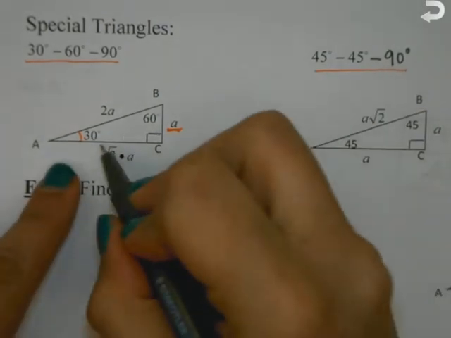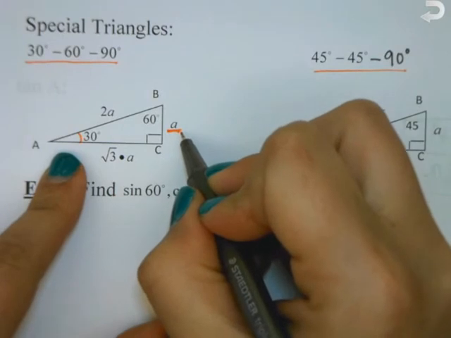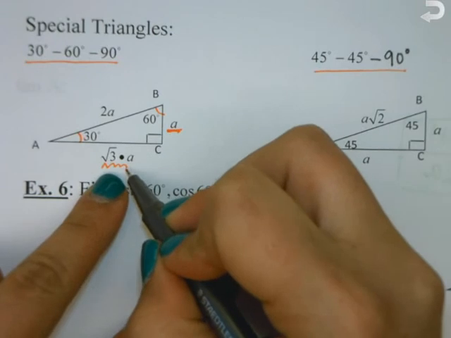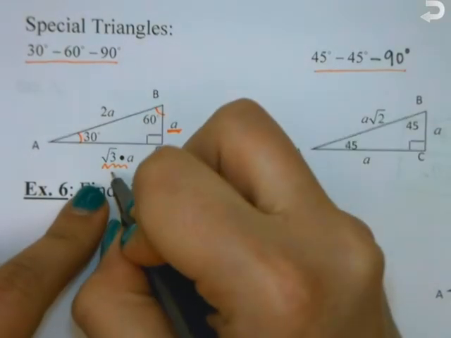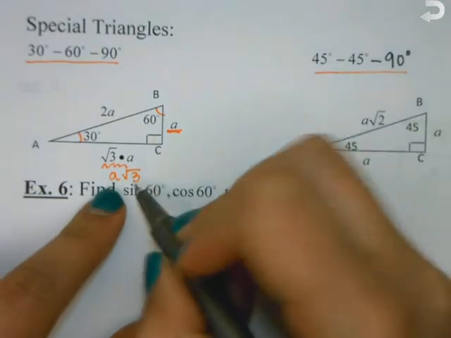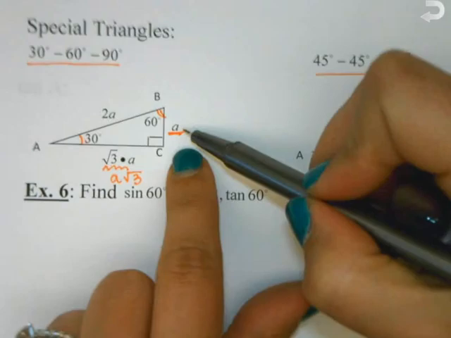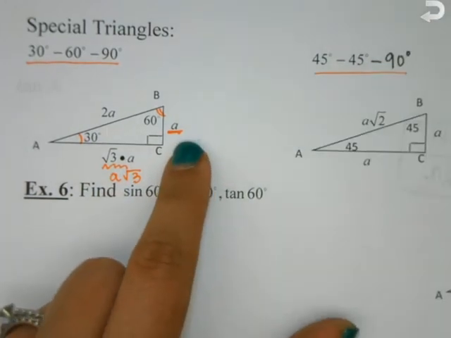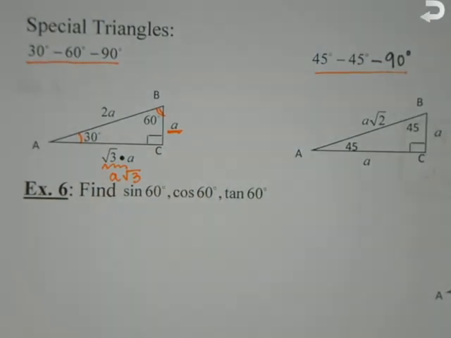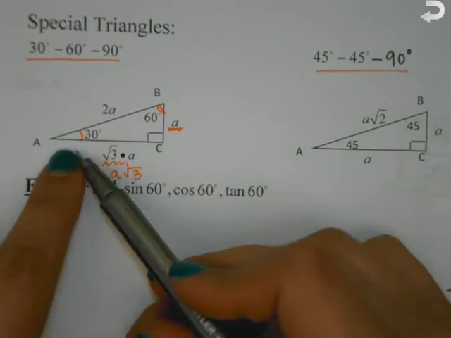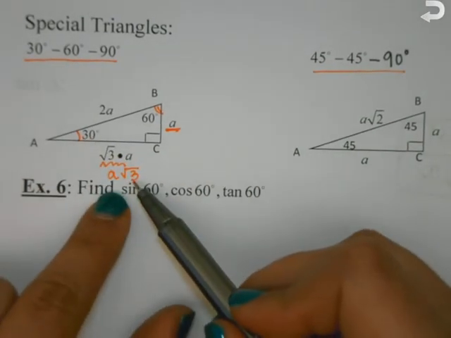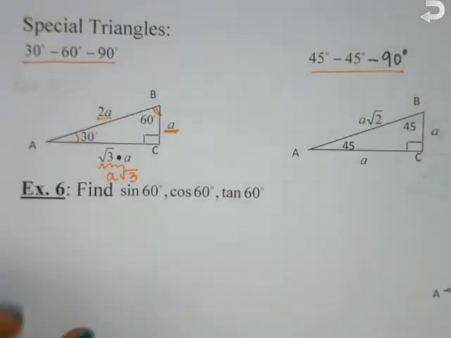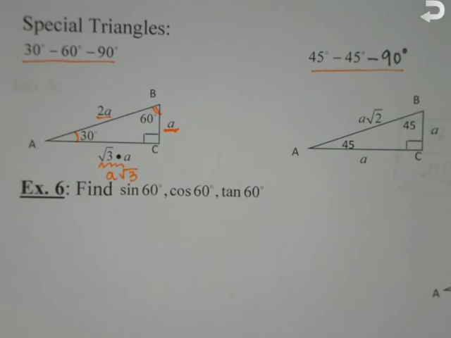So the side opposite of 30 is always called A. The one opposite of 60 degrees is always called A root 3 or root 3 times A. It's the same thing. So whatever A is, we multiply it by root 3. If A is root 3, it would be root 3 times root 3. Does that make sense? So whatever A is opposite of the 30 degrees, we plug it in here. The hypotenuse of a 30, 60, 90 is always 2 times A. So whatever A is, you multiply it by 2, and that's always the hypotenuse.